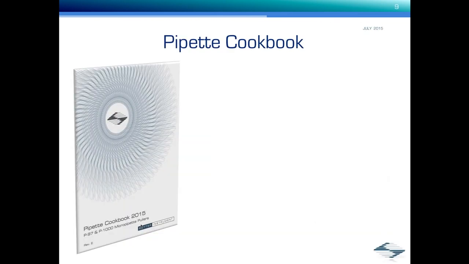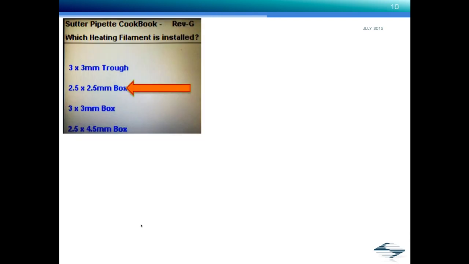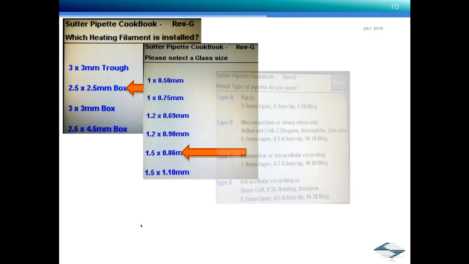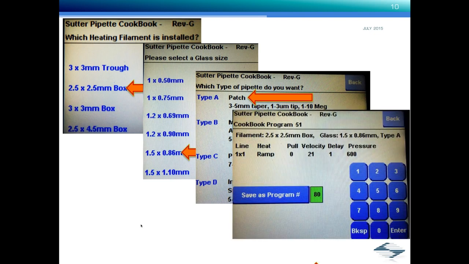Here's a Pipette Cookbook, something we've had out for a while. It comes with every puller. And in the P1000, we've actually installed the parameter set, the cookbook programs. So you can go to the cookbook menu. You can tell the puller which filament you have installed, which glass you're using, what application you're doing, and it kicks out a program. You can dial it into wherever you want to install it and hopefully get rocking and rolling and making your pipettes.